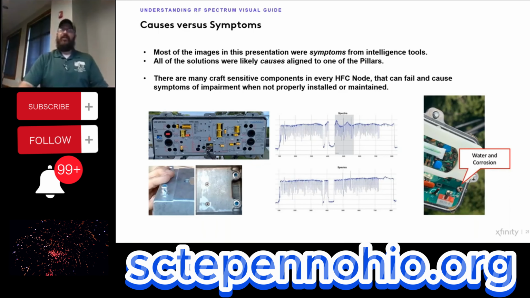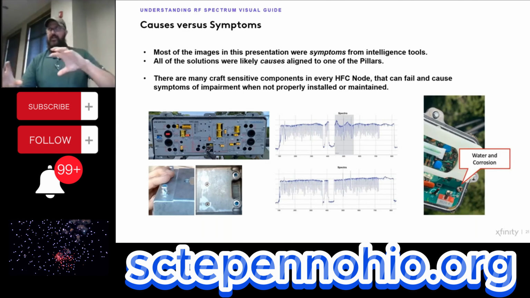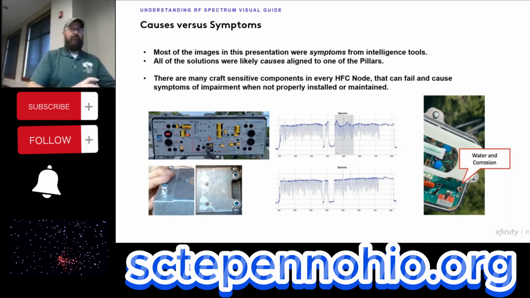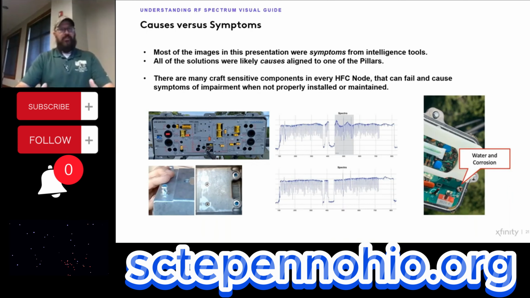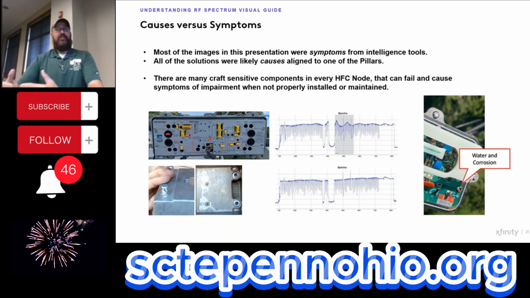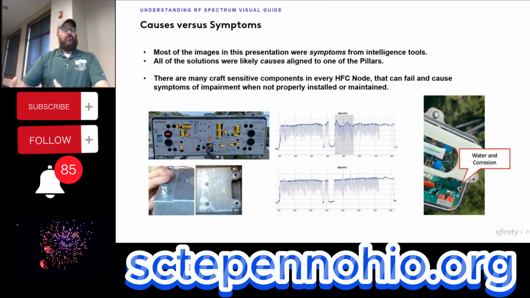Now, I keep talking about all of these responses and how they're defined and what they look like and what they point back to. But the reality is all of the images that were in this presentation were symptoms that are displayed in intelligence tools. Now, all of them were caused by something.